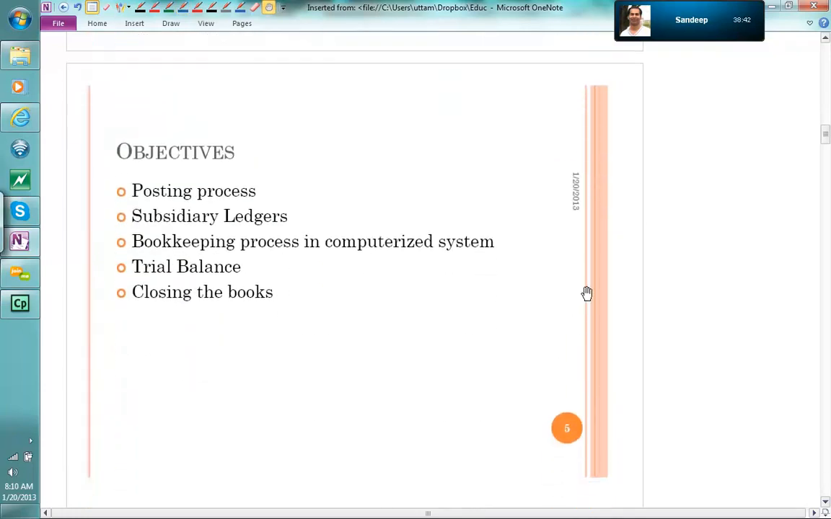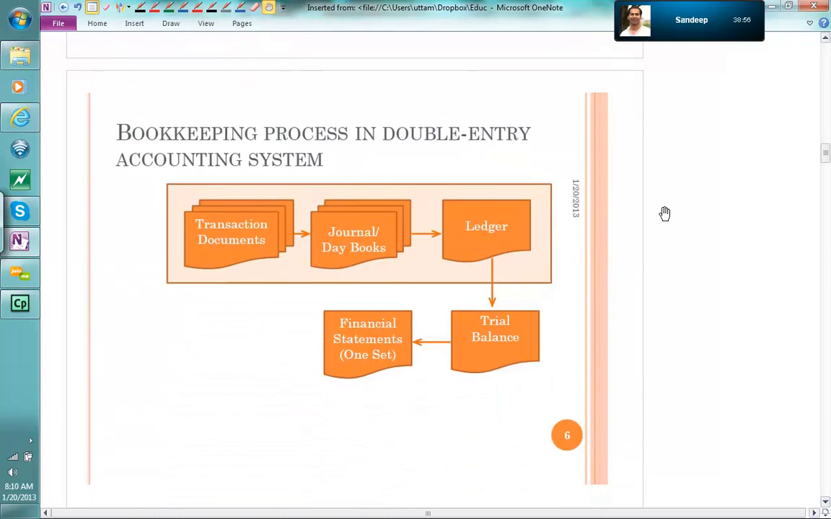We are not covering this today. We will focus on the posting process, subsidiary ledgers, and the bookkeeping process in a computerized system. This is our original bookkeeping process diagram in the manual accounting system. This is how it is done. This is just to show you.